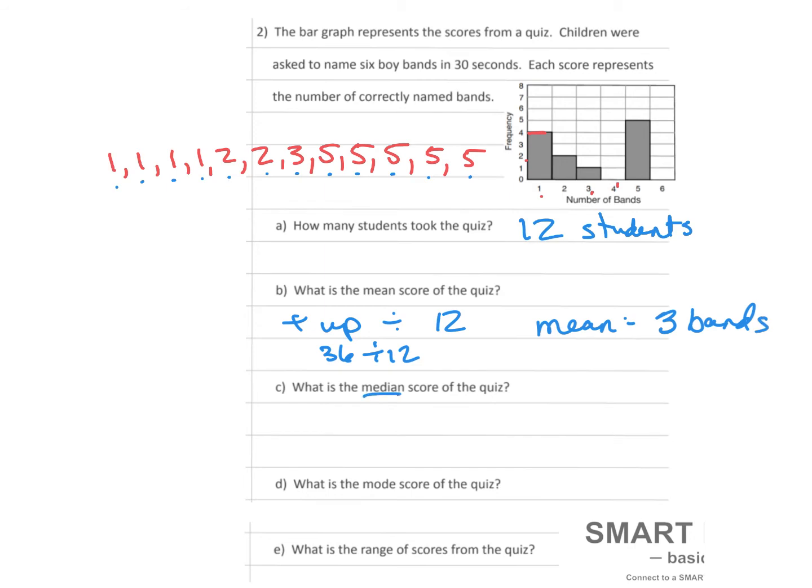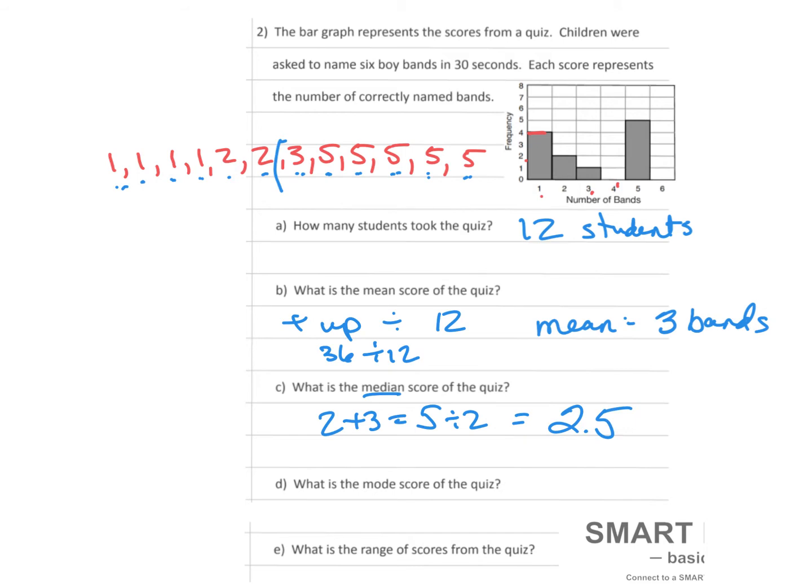So now what's the median? Median is the middle number. We have 12, so I'm going to count 1, 2, 3, 4, 5, 6. Make sure I have 6 on the other side. 1, 2, 3, 4, 5, 6. So what's between 2 and 3? We add 2 plus 3. That gives us 5. Divide by 2. Our median is 2.5.